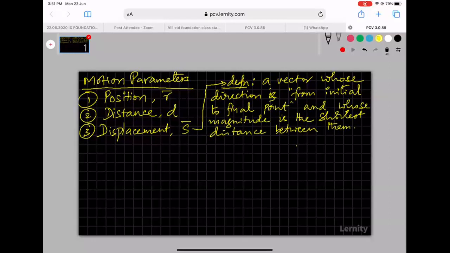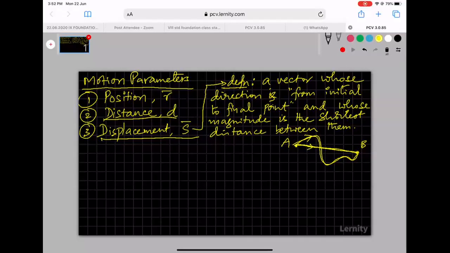What does it mean? Say an object was at point A. It has moved to a point B. Say, for example, the object took a path like this, A to B. You know that distance is the total length of the path. You have to measure it along the path, the total length of the path taken. But displacement is a vector whose magnitude is the shortest length between A and B. So this straight line distance here is the magnitude of displacement that the object has attained as it went from A to B.